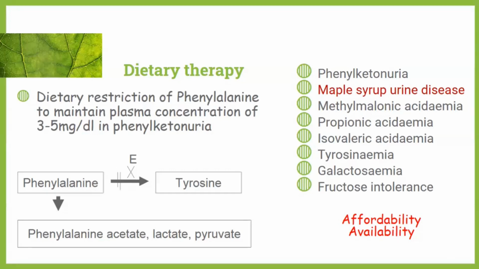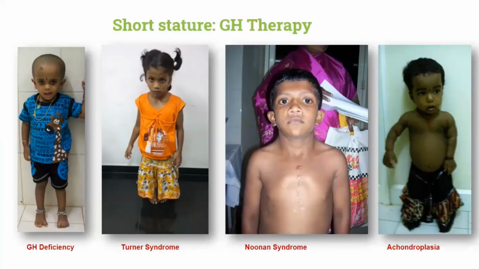But it is not freely available. You cannot go directly to things, but now through online you can easily get the special diets, and you can start the diet when you diagnose or suspect a patient. And another therapy which will help in the disorders is the growth hormone therapy.